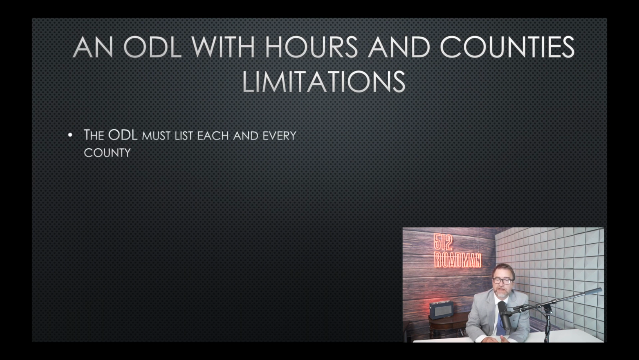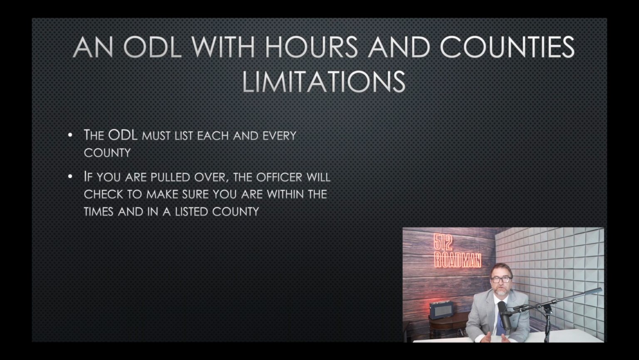Now, each county must be listed on the occupational driver's license petition and order, which means you have to know in advance where you need to be able to drive. So, for example, if you're driving from Austin to San Antonio, you need to list all the counties in between, okay? Because you have to imagine the scenario where you're being pulled over, and the first thing that this county officer is going to do is look at your license and see, are you allowed to drive in this county?